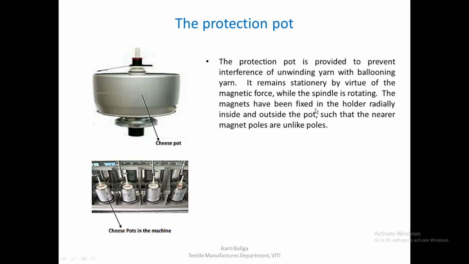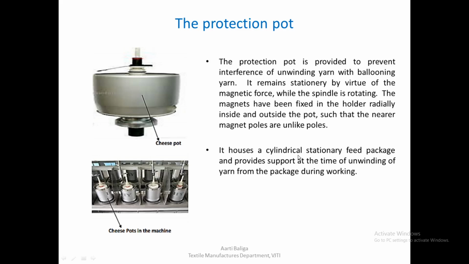The magnets have been fixed in the holder radially outside. So outside and inside the pot, the magnets are fixed, and they are fixed in such a way that the unlike poles are facing each other, and that is why, since they are attracting each other, it will avoid or prevent the pot from rotation.